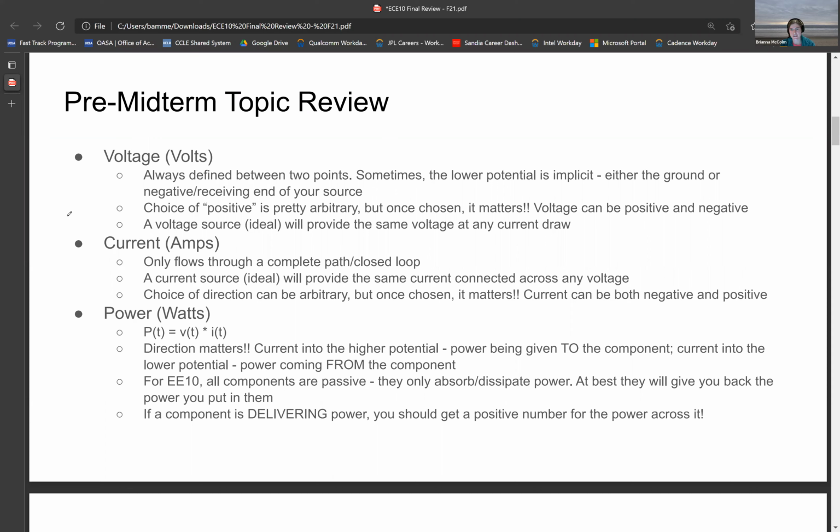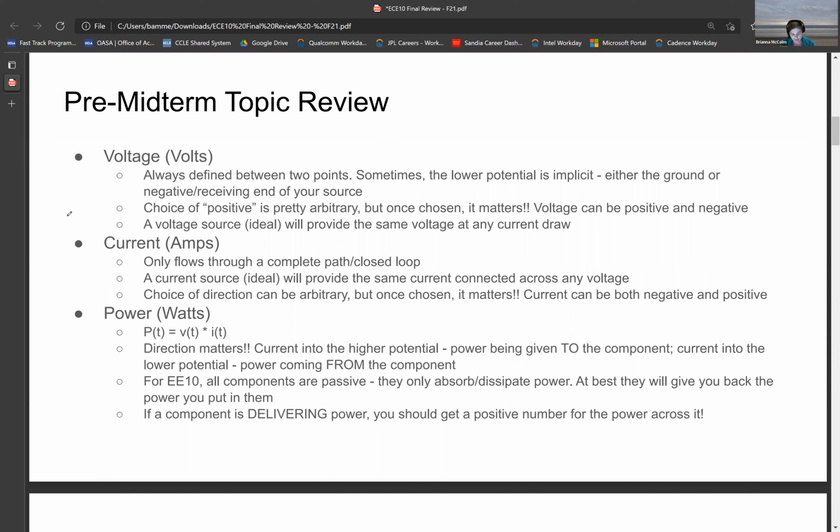So again, current direction is arbitrary, but it does correspond to the voltage across something. So you might want to choose it in a logical way such that the current is flowing from positive to negative. But again, it is a bit arbitrary in this choice.